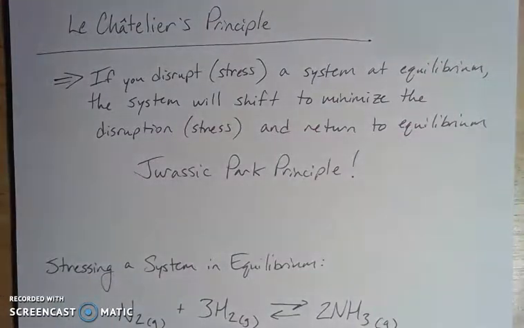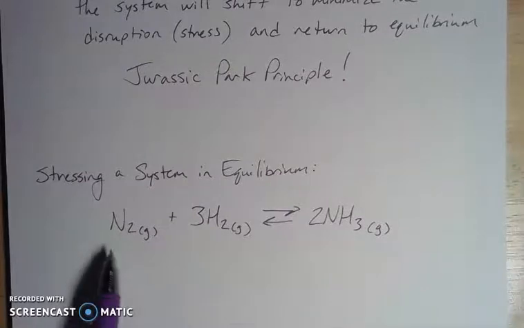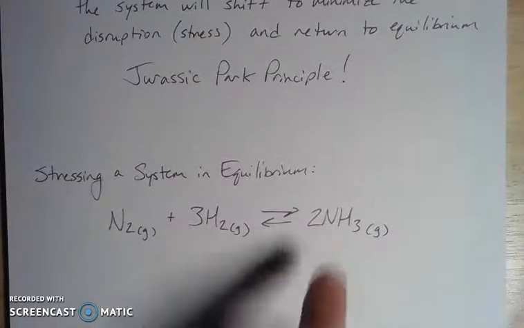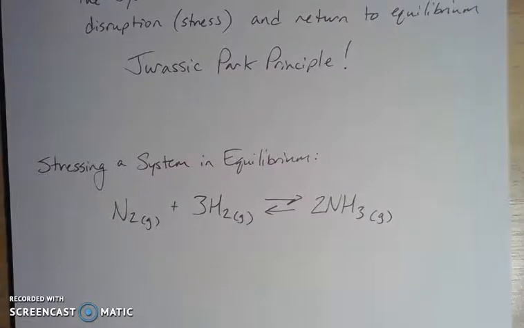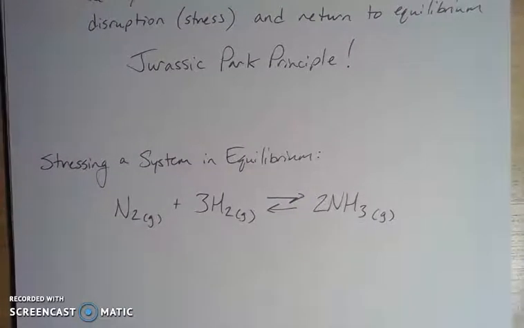So let's talk about stressing out a system in equilibrium then. Let's look at the Haber-Bosch process. If we have nitrogen and hydrogen and we're reacting them together, the forward reaction there is we're reacting these two gases and we form ammonia. The reverse reaction is that the ammonia is breaking down into its component pieces, into nitrogen and hydrogen. And so both of these are occurring, and if you allow the system to have enough time and you create the right circumstances, then it's going to reach a state where the forward reaction is equal to the reverse reaction.